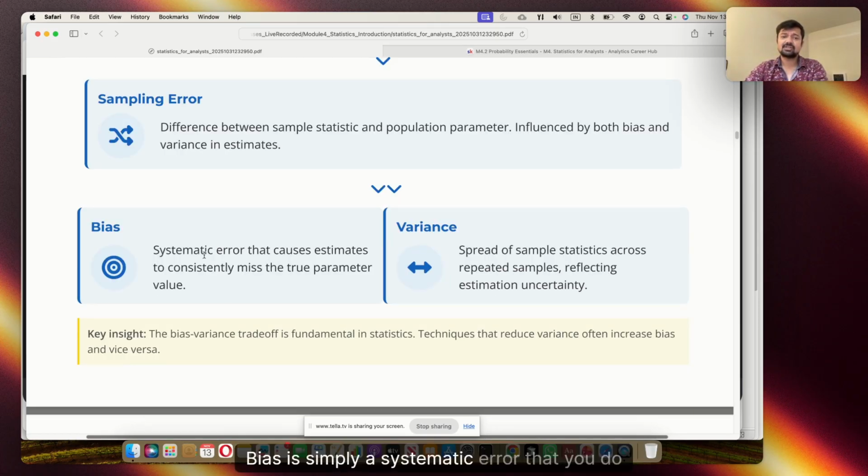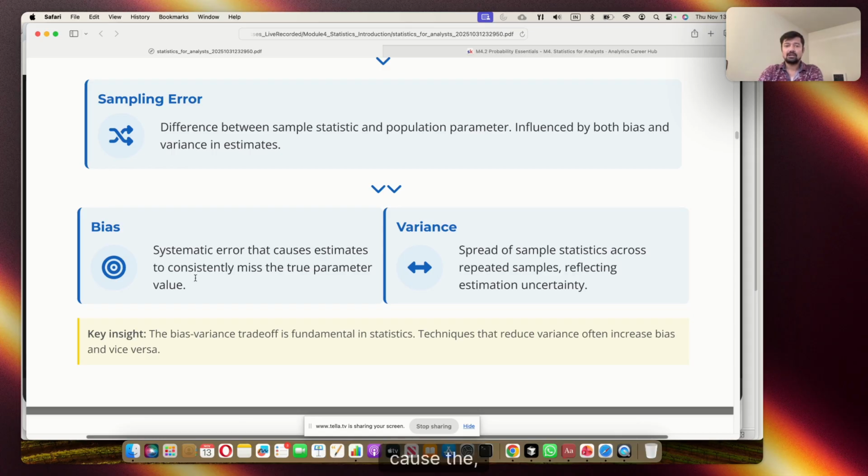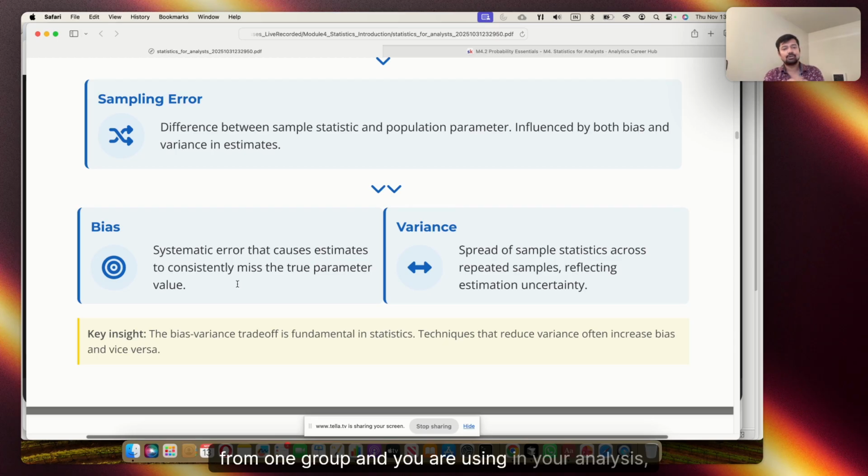Bias is simply a systematic error that causes the estimates to consistently miss the true parameter value. When you are consistently picking individuals from one particular group and using them in your analysis, you will consistently miss the other group when making inferences. So this is systematic bias, and you generally introduce it at the time of sample selection.